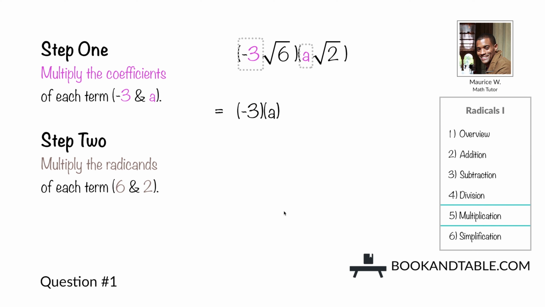Question number 1, step 1, multiply the coefficients of each term, -3 and a, giving us -3a. Step 2, multiply the radicands of each term, 6 and 2, giving us radical 6 times 2, which is radical 12. So the answer to question number 1 is -3a radical 12. If you simplified it further, you would have gotten -6a radical 3.